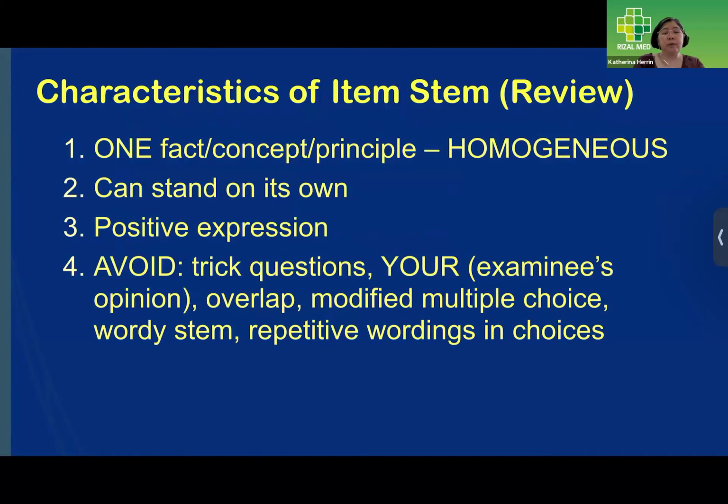To review, the characteristics of item stem are: 1, it should have only one fact, concept, or principle, making it homogeneous. 2, it should be able to stand on its own. 3, it should be phrased in a positive expression. 4, we avoid all of these: trick questions, asking the examinee's opinion, overlap, modified multiple choice, wordy stem, and repetitive wordings in the choices.